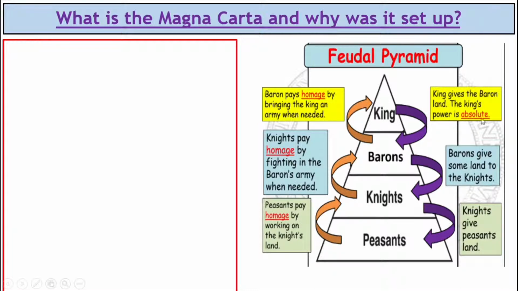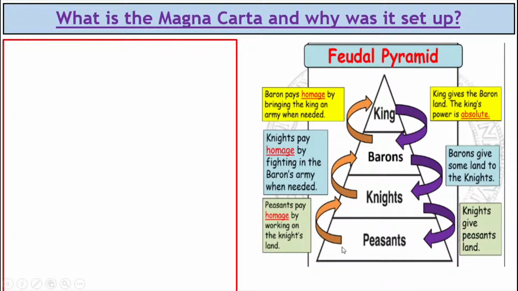What used to happen is that the king used to give the barons land and the king had absolute power. This meant that they made the final decision, that they would create the laws of the land and they were ultimately in control. The barons would give some of their land to the knights and the knights would give some of their land to peasants.